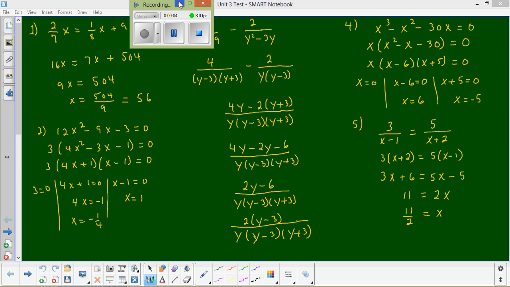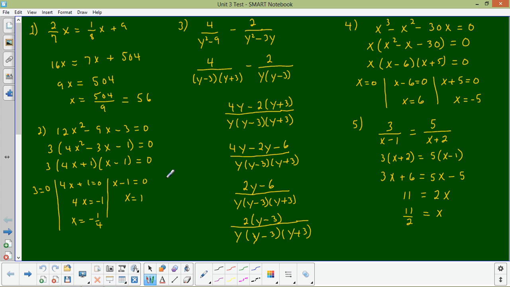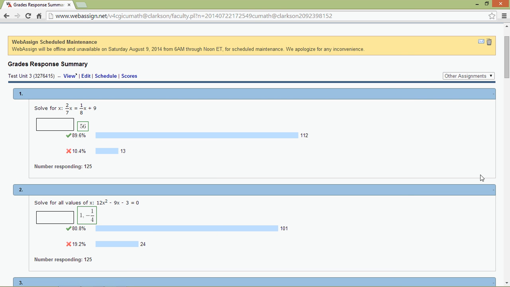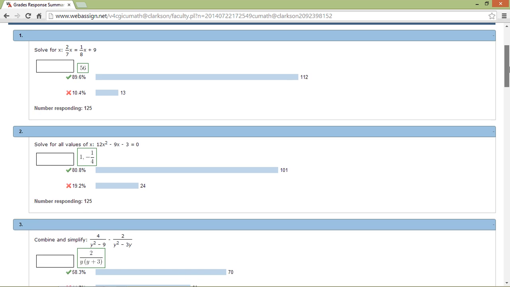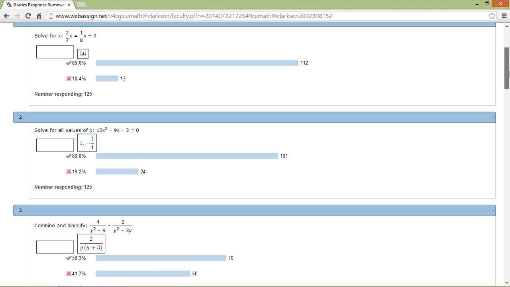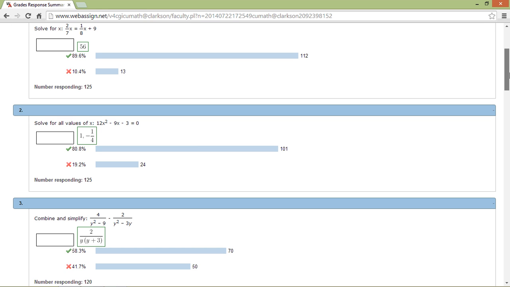Okay, these are the solutions to Unit Test 3, and we had pretty good results here. These are going to be questions 1 through 5, and here you're looking at the solution data for 1 through 5. On question 1, we had nearly a 90% success rate, and you'd expect that. And question 2, an 80% success rate.